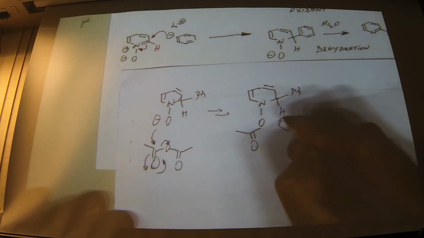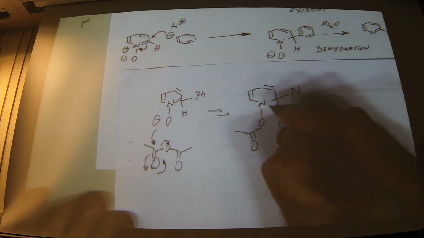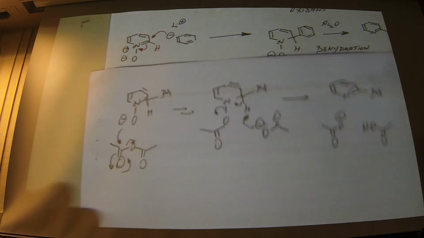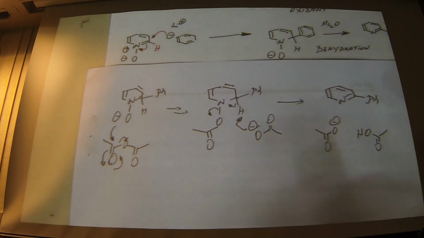Okay, now a very weak base can pull that proton off and expel acetate. And why is this process so easy? Well, because it restores the aromaticity to the ring. And so you end up getting your pyridine ring back again. You end up with acetate as your leaving group. And from here, you end up with, we guessed it, acetic acid. And so this process works really, really well.